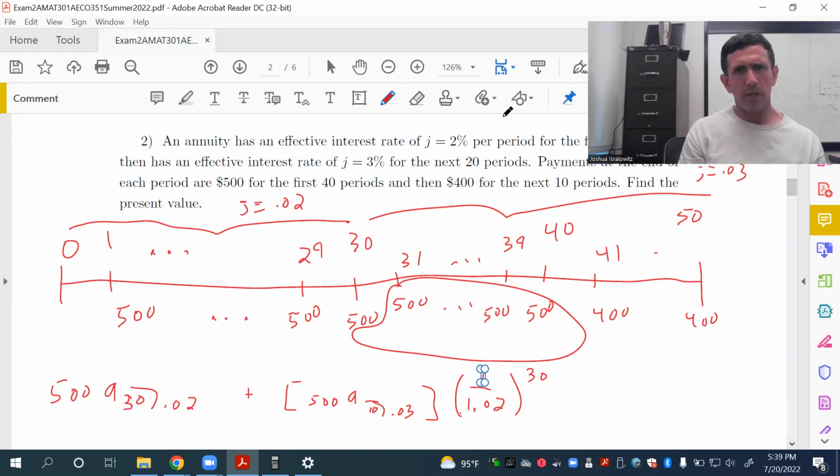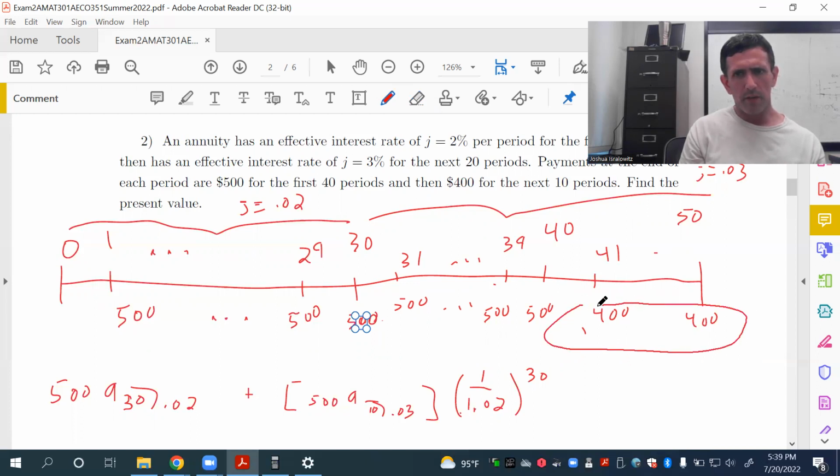And last but not least, so let me get rid of this. Sorry, bear with me for a second. All right, so now we're going to take care of these payments, or this annuity, 10-year, 10-period annuity, where the first period is 40 to 41.